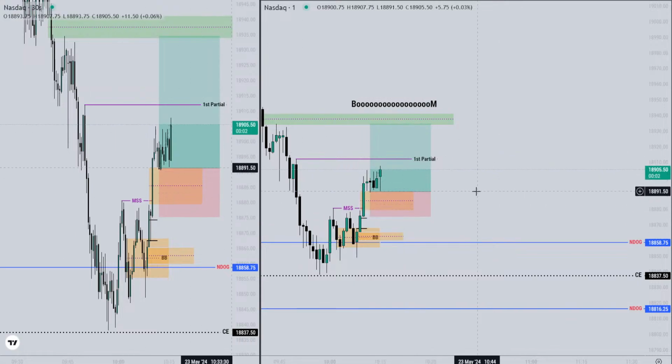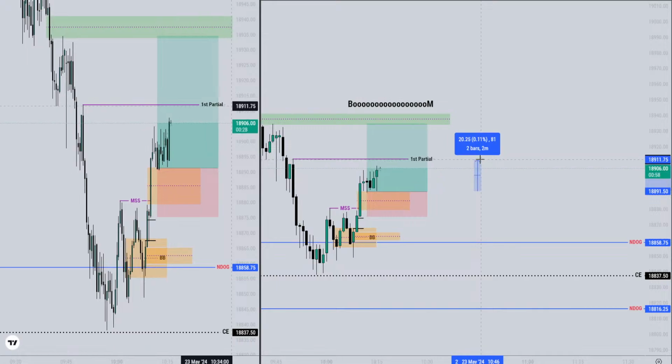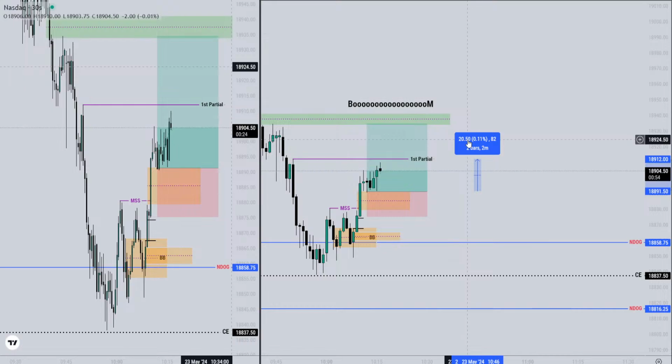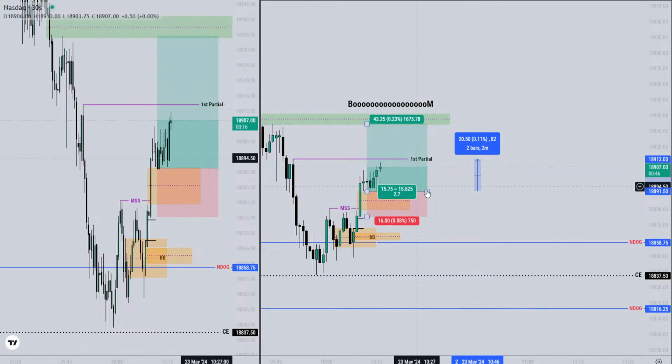So from there to there, you should have taken some partial around that area. You should have, okay. If you have just one contract, close your trade. Just close your trade over there. You don't need to hold it until that last fair value gap.